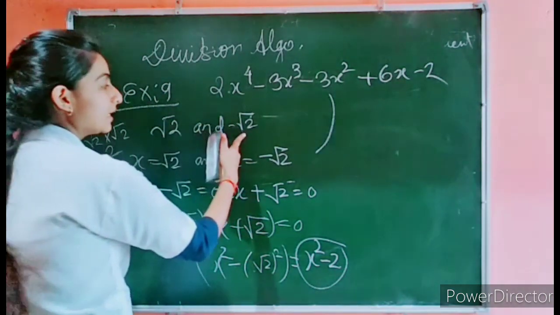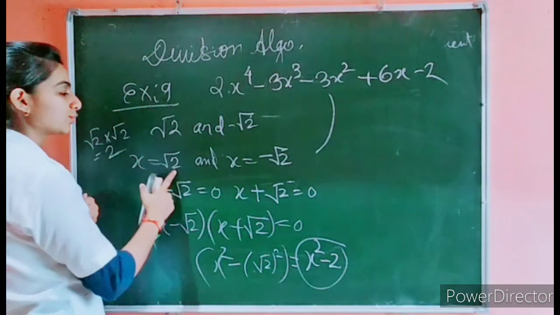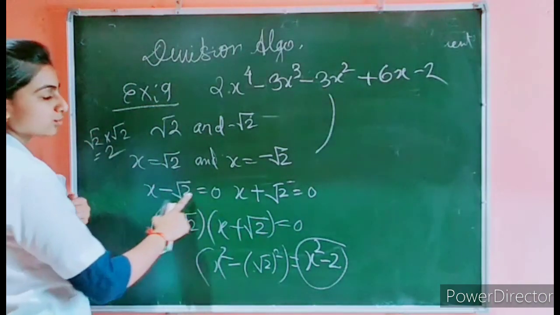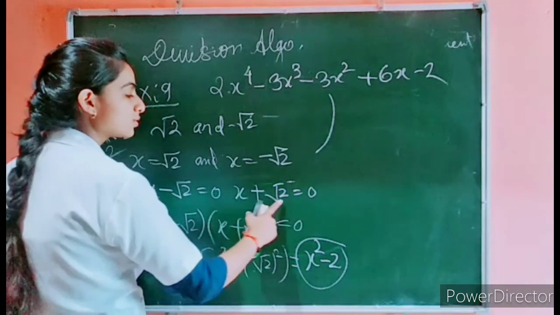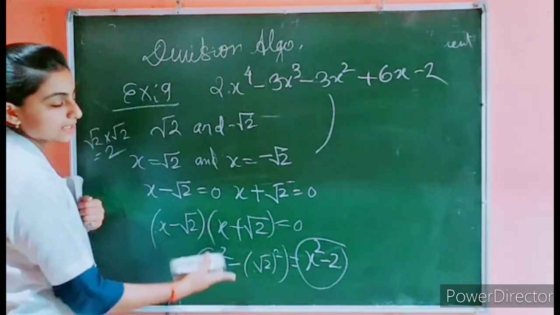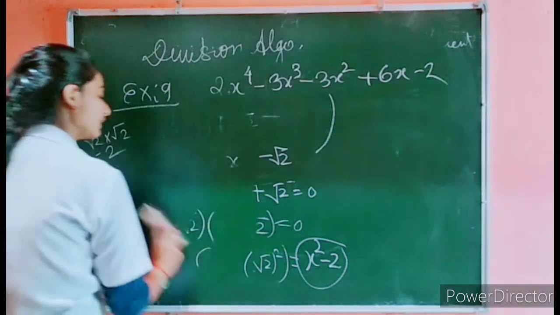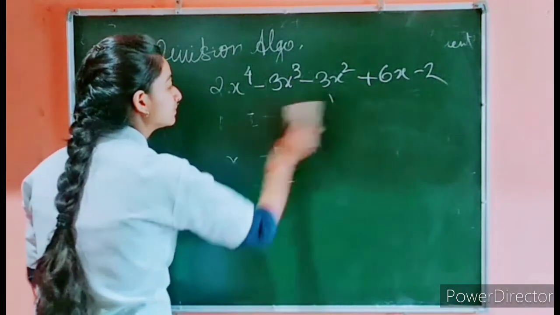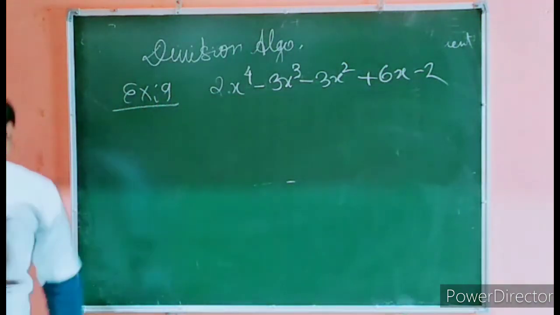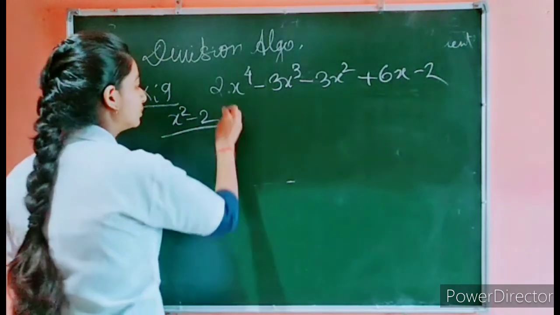Root 2 and minus root 2 are the zeros which are given. Now we are taking x is equal to root 2 and x is equal to minus root 2. Now x minus root 2 is equal to 0, x plus root 2 is equal to 0. A minus b, a plus b, that is a square minus b square. Now we will divide the whole equation with x square minus 2.